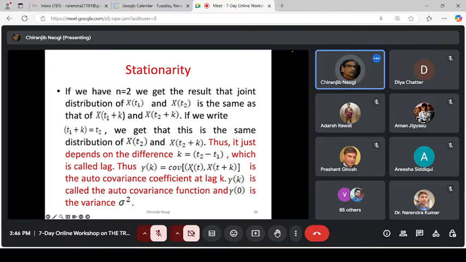This covariance function is called autocovariance. Why is it called autocovariance? Because I take the same variable, that is why auto, but there is a difference in the time point. So this is called the autocovariance. Now this autocovariance value at lag k, I take as gamma k. This is called the autocovariance function at lag k. Now, if k is equal to 0, then it is simply the variance.